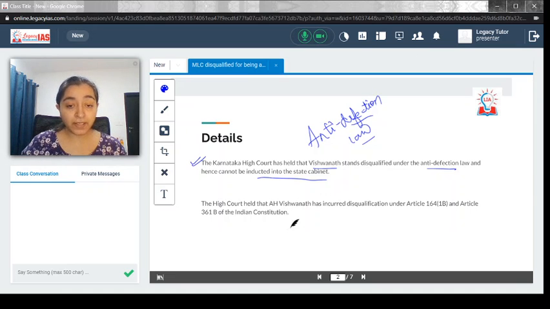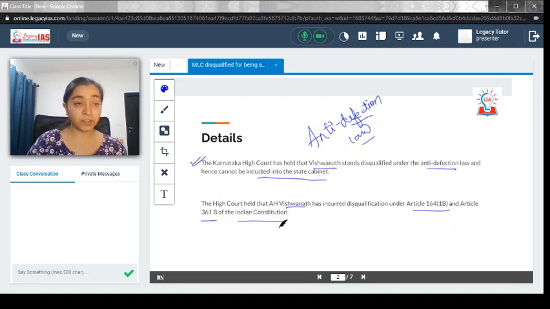So the High Court held that A.H. Vishwanath has incurred disqualification under Article 164(1)(b) and Article 361(b) of the Constitution. This is what the High Court highlighted: that Article 164(1)(b) and Article 361(b) of the Indian Constitution do not allow the appointment of Mr. A.H. Vishwanathan as a cabinet minister. So this is the context.